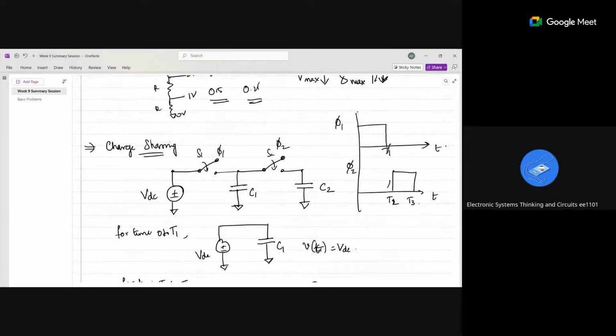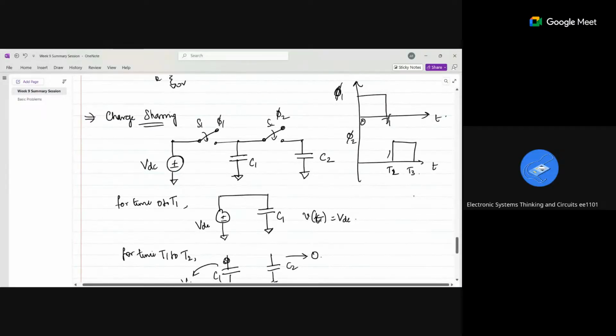See, this is the timestamp, okay? This is how the switches work. From 0 to T1, S1 is closed, S2 is open. Then from T1 to T2, both the switches are open. Then from T2 to T3, only the switch S2 is closed, right? This is the condition. So I'm going to break it into three conditions: from 0 to T1, then from T1 to T2, then from T2 to T3, okay?